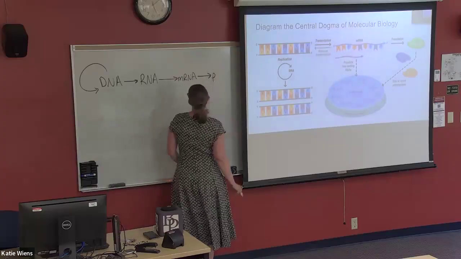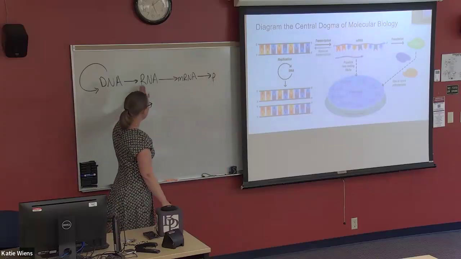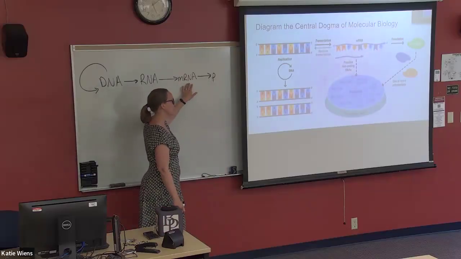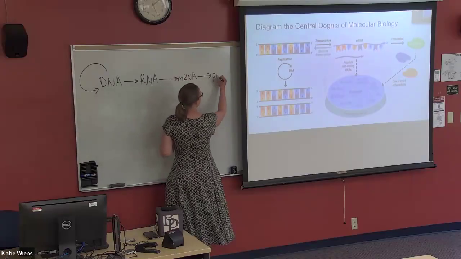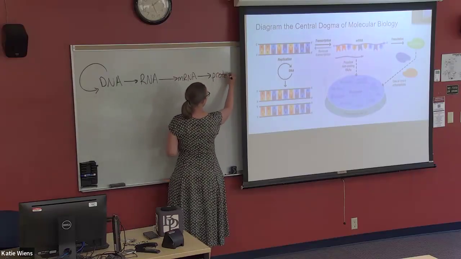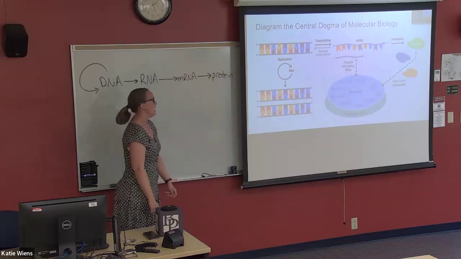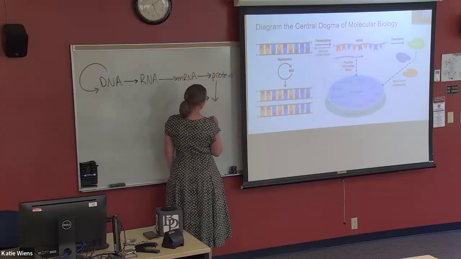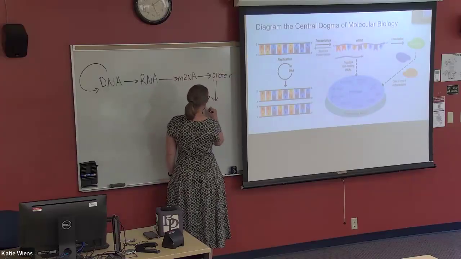So basically we're starting with DNA. We are generating RNA, then changing that a little bit to mRNA. And then our final product is a protein. And then that protein, or the expression of that protein, or the regulation of that protein, is going to give us a specific phenotype.